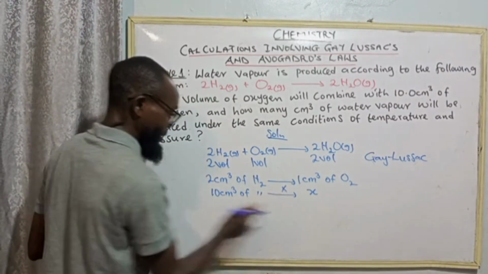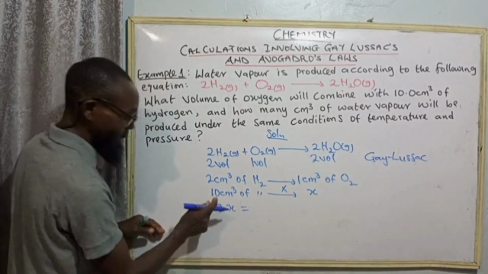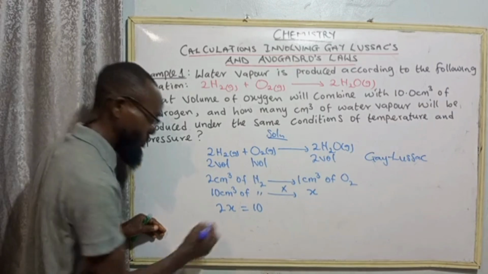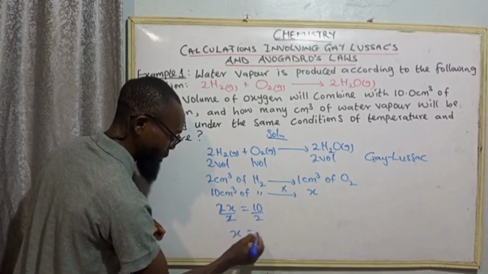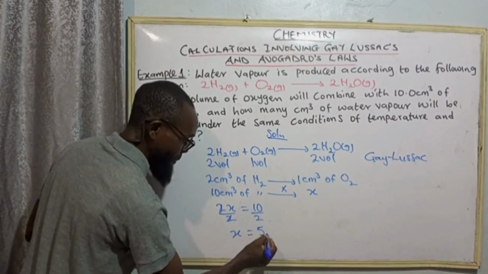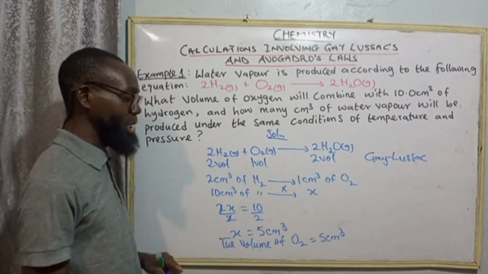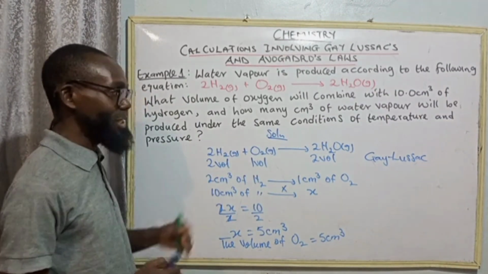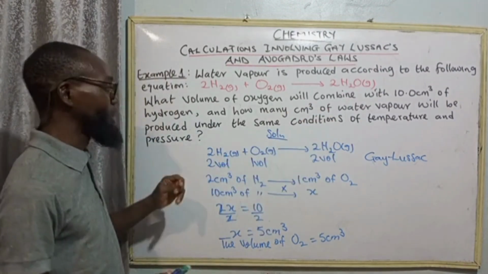Cross multiply, 2 multiplied by x, I have 2x, is equals to 10 multiplied by 1, I have 10. We divide both sides by 2. So x is equals to 5 centimeter cube. So this means that volume of oxygen is equal to 5 centimeter cube. Now, the next one is to find how many centimeter cube of water will be produced.